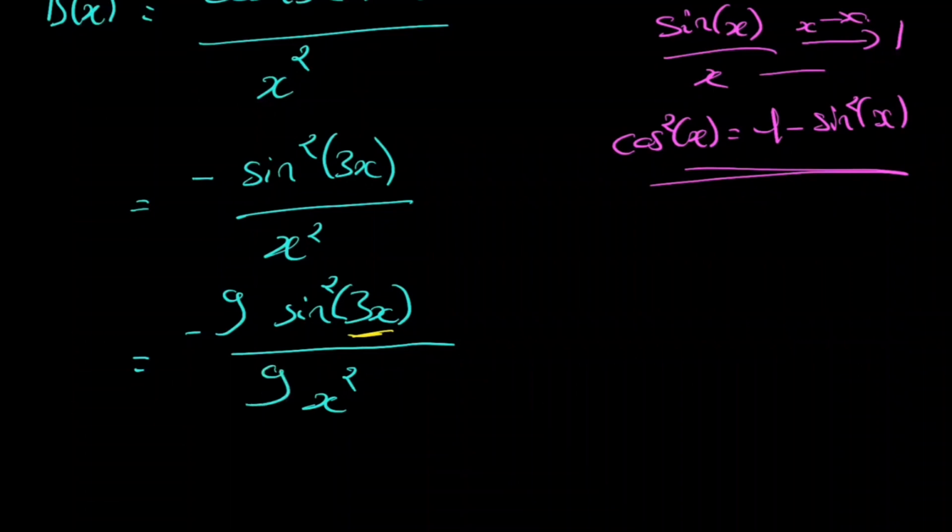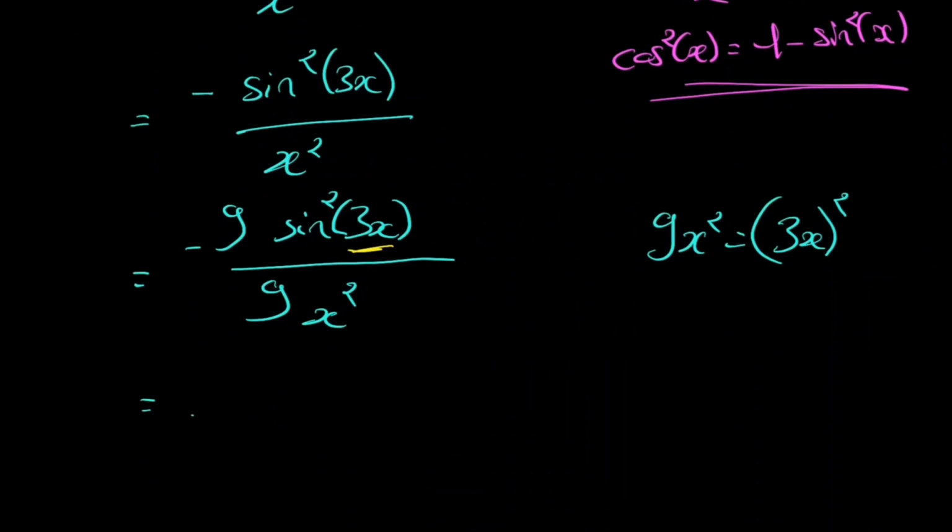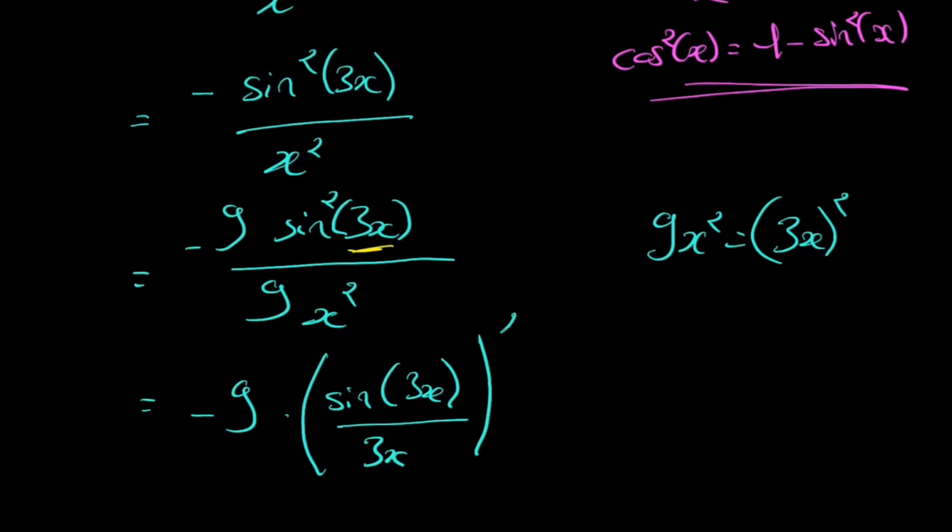So we will have 9 here, because we want 9x squared to be equal to (3x) everything squared, because we want to have the angle inside of the sinus squared as well at the bottom. Okay, this is equal to minus 9. So this one does not go anywhere, times sinus of 3x over 3x everything squared.